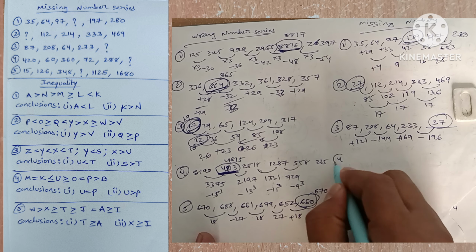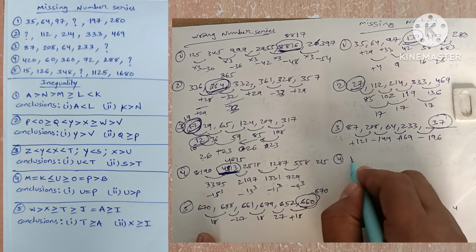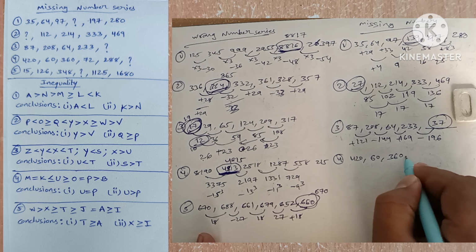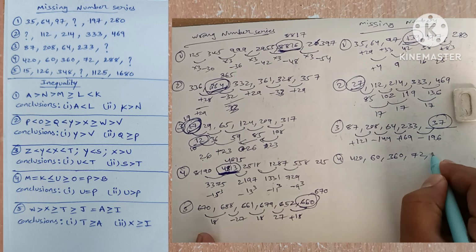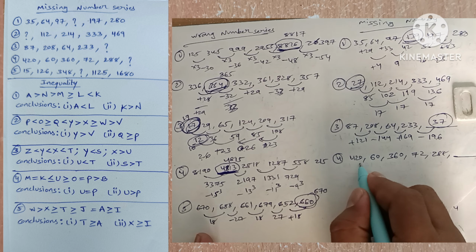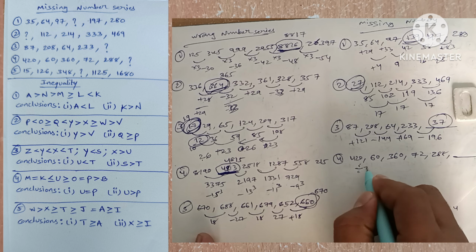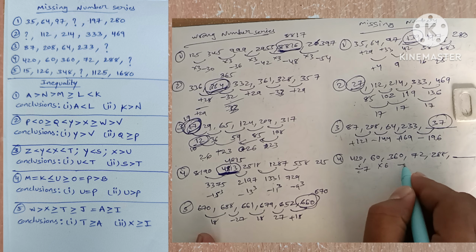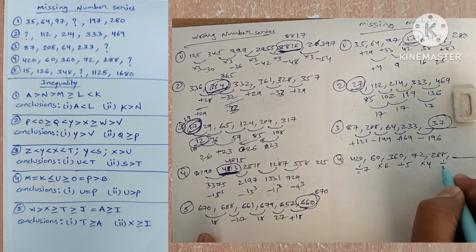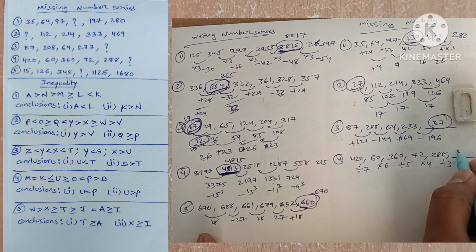Fourth one, 420, 60, 360, 72, 288. By seeing these numbers, it is clear that this is divided by 7 times, into 6 times, divided by 5 times, into 6, into 4 times, divided by 3 times, which is 96. This is our missing number.